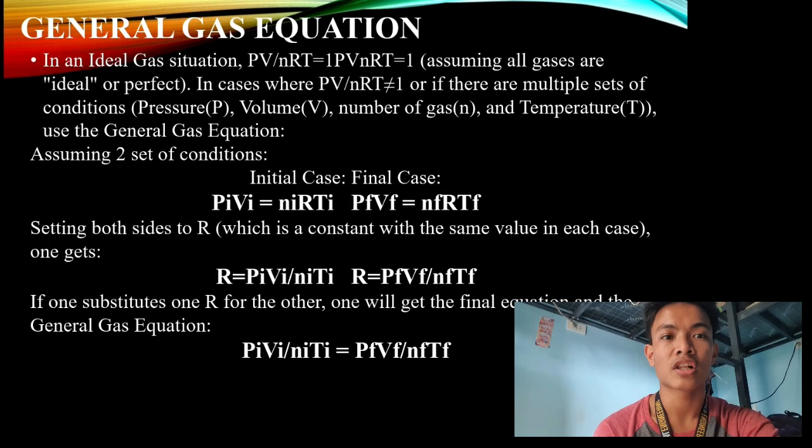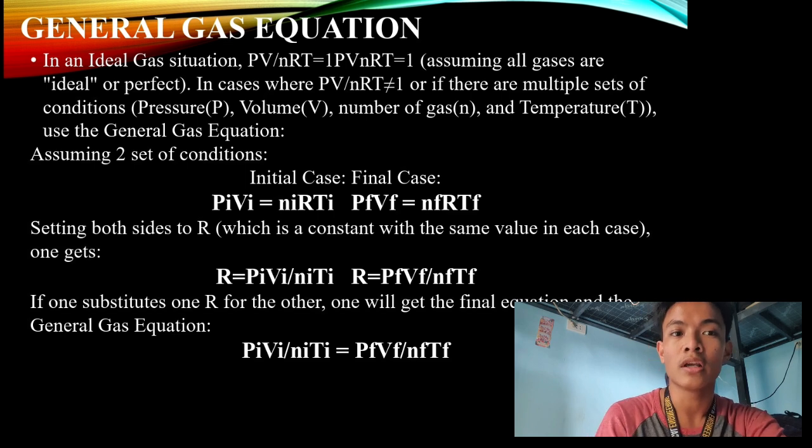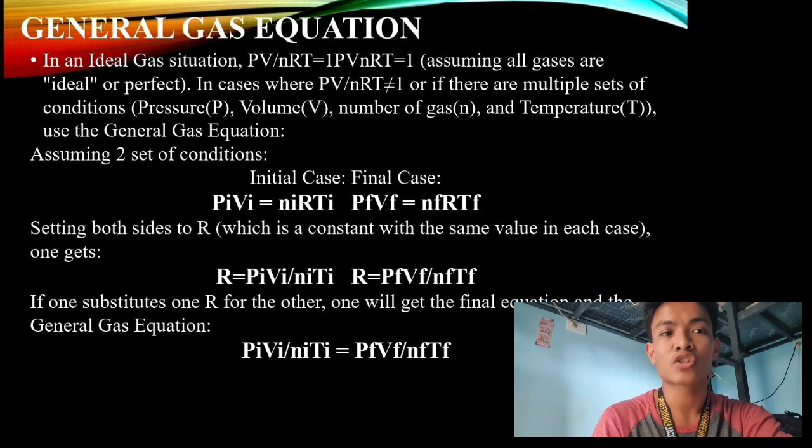And lastly, we have the general gas equation. In an ideal gas situation, PV over nRT equals 1, assuming all gases are ideal or perfect. In cases where PV over nRT is not equal to 1, or if there are multiple sets of conditions, just like pressure, volume, number of moles, and temperature, use the general gas equation, assuming two sets of conditions, initial case to final case, so PI VI equals NI R TI. PF VF equals NF R TF.